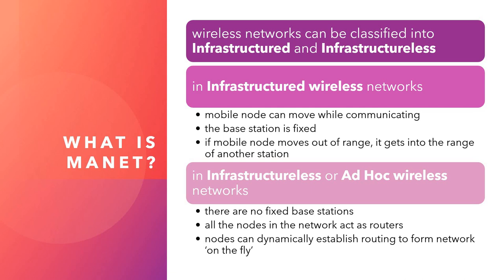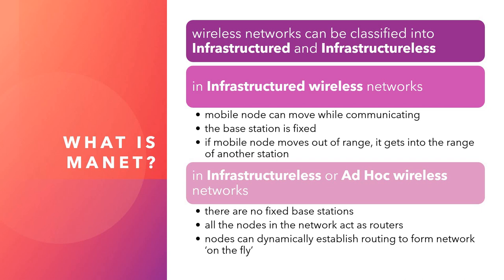As a result, the mobile node can communicate freely while moving, and when the node moves from the range of that base station into the range of another base station, it starts communicating with that base station. As a result, it knows who to communicate with wherever it is, which is why it's not a problem to communicate while moving. An example can be wide area networks or mobile networks, which you have already learned.